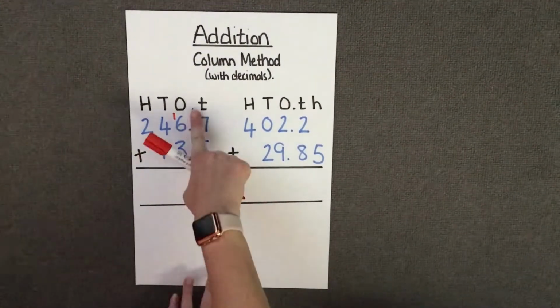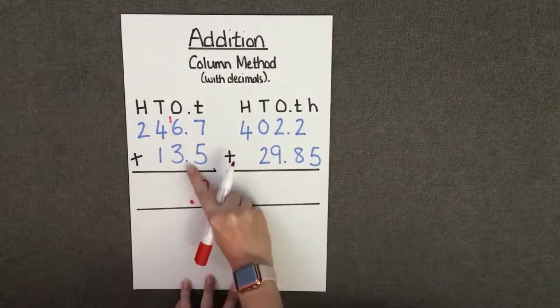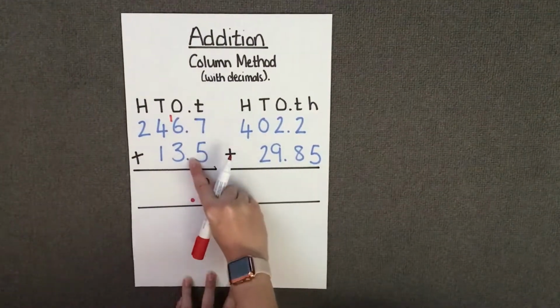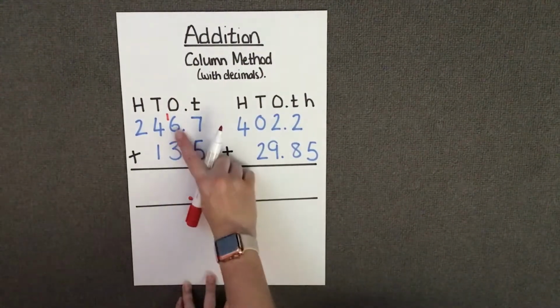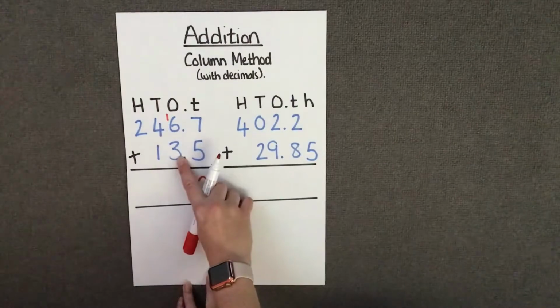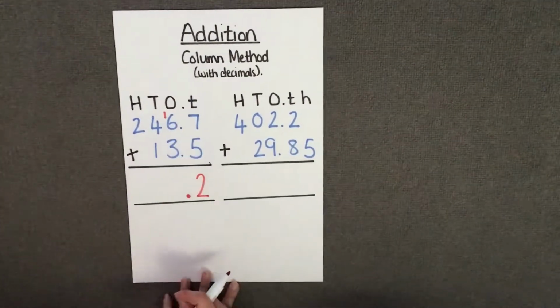We always need to make sure when we're working with decimals that our decimal point in our answer sits directly underneath the decimal points in the question. Now we can add our ones column. 6 ones, add 3 ones is 9 ones. Add our carried 1 gives us 10 ones.